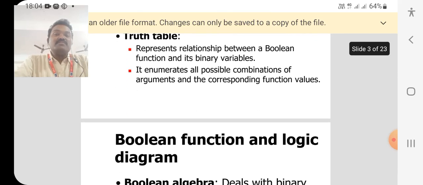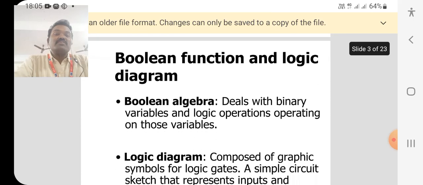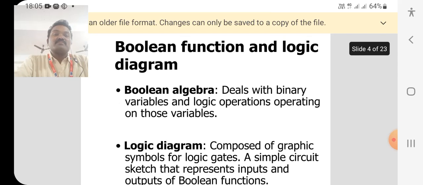Boolean laws are mainly used to reduce the Boolean expression, and they are mainly used to design digital logic circuits. Boolean laws are also used to reduce the Boolean function, and are mainly used in K-map simplification. Next one, Boolean function and a logic diagram. Boolean algebra mainly deals with binary variables and logic operations operating on those variables.